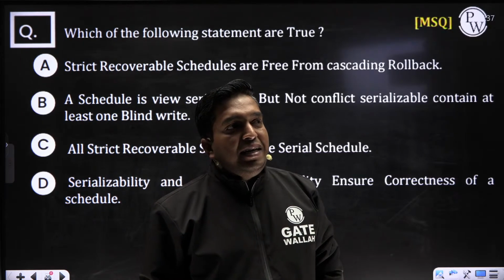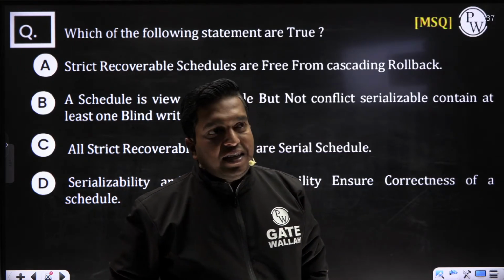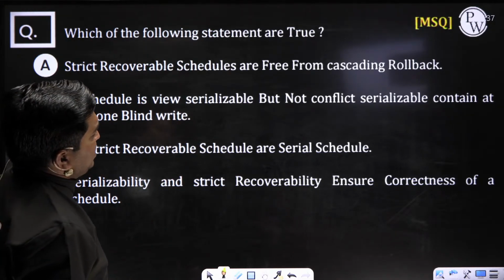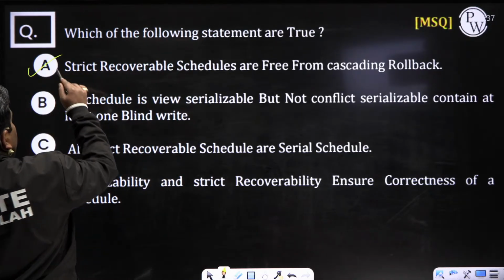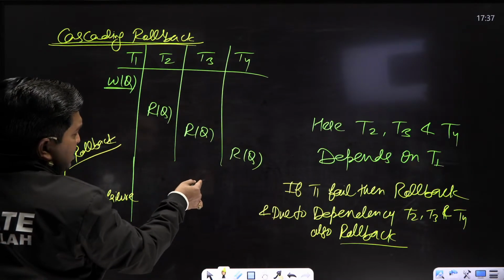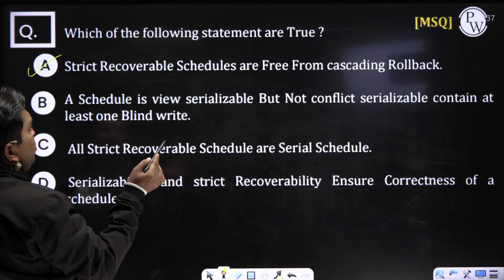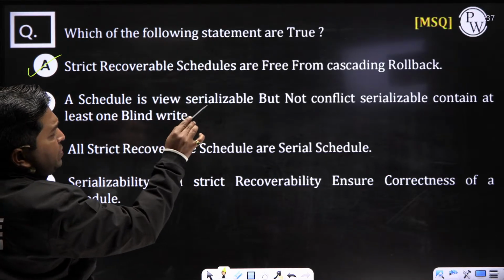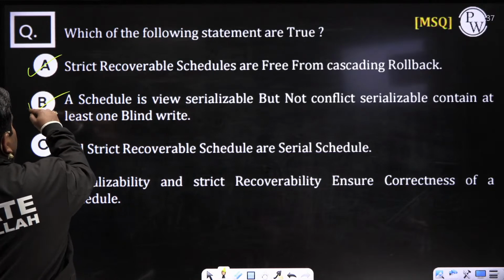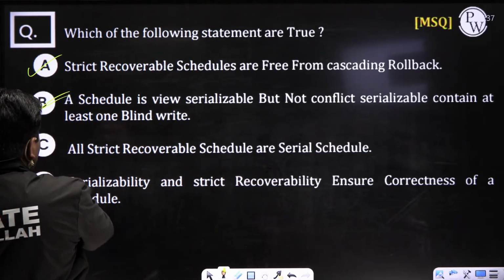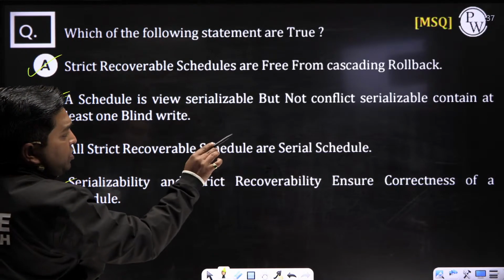A, B and D is the correct answer. I will tell the reason also. First of all, strict recoverable schedules are free from cascading rollback. Yes, I told this just before. Recoverable schedules have this problem; strict recoverable ones are free from cascading rollback. A schedule is view serializable and not conflict serializable if it has at least one blind write. Serializability and strict recoverability ensure the correctness of the schedule. All strict recoverable schedules are serial.